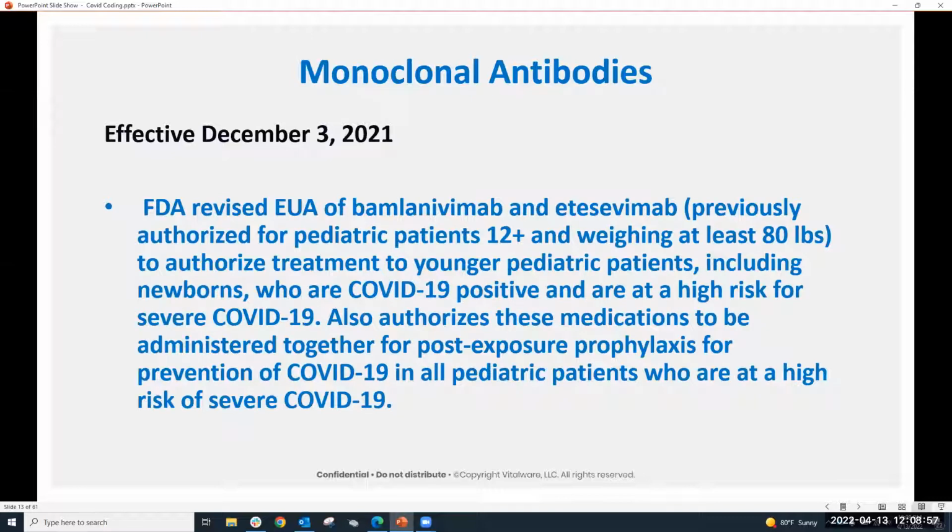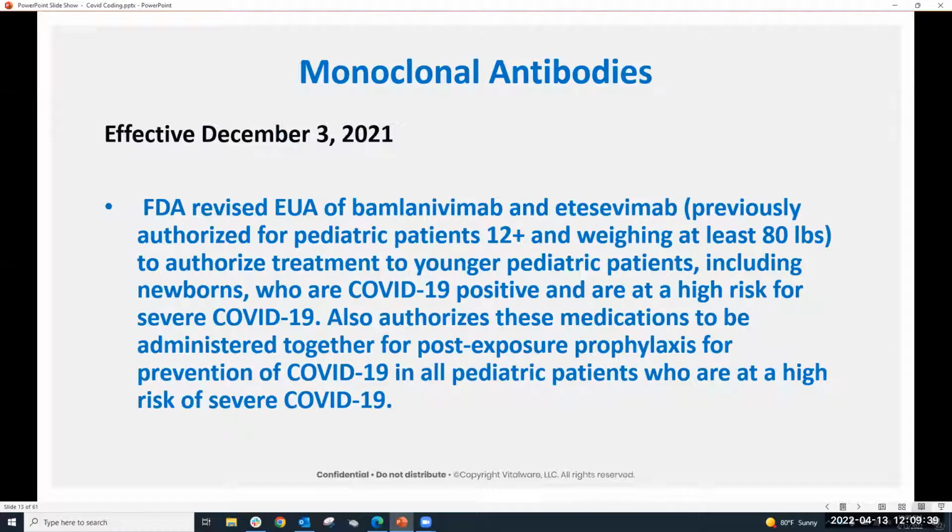All right, so moving on to monoclonal antibodies. Effective December 3rd, 2021, the FDA revised the EUA of bamlanivimab and etesevimab. It was previously authorized for pediatric patients that were over 12 years old and weighing at least 80 pounds, but this revision authorized younger pediatric patients to be given this antibody, even including newborns. So the patient has to be COVID positive and they have to be at high risk for developing severe COVID.